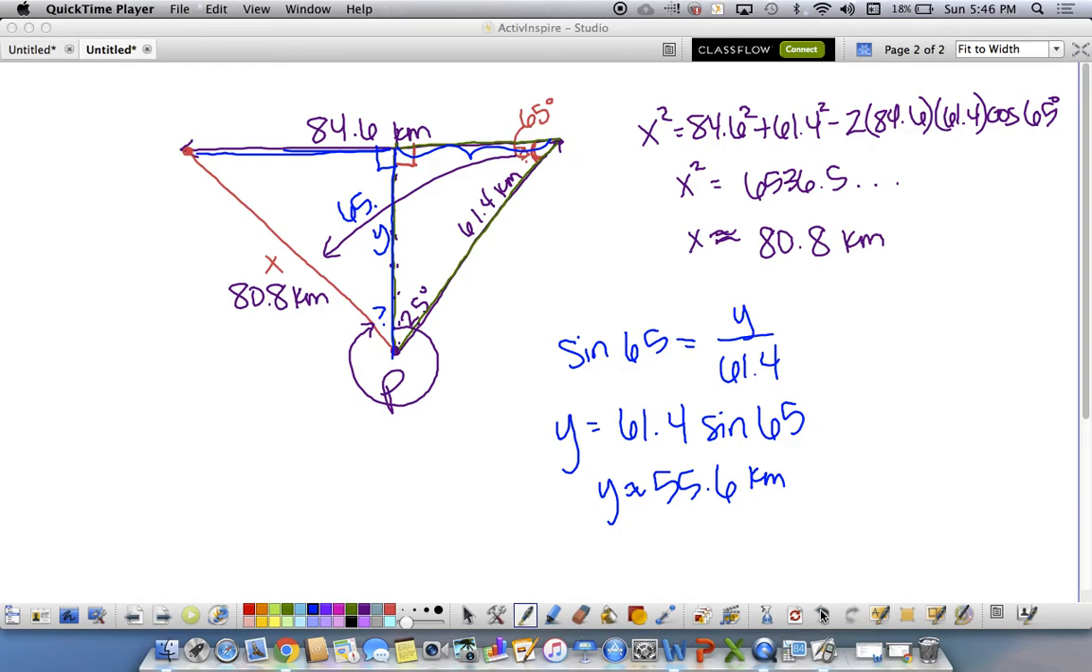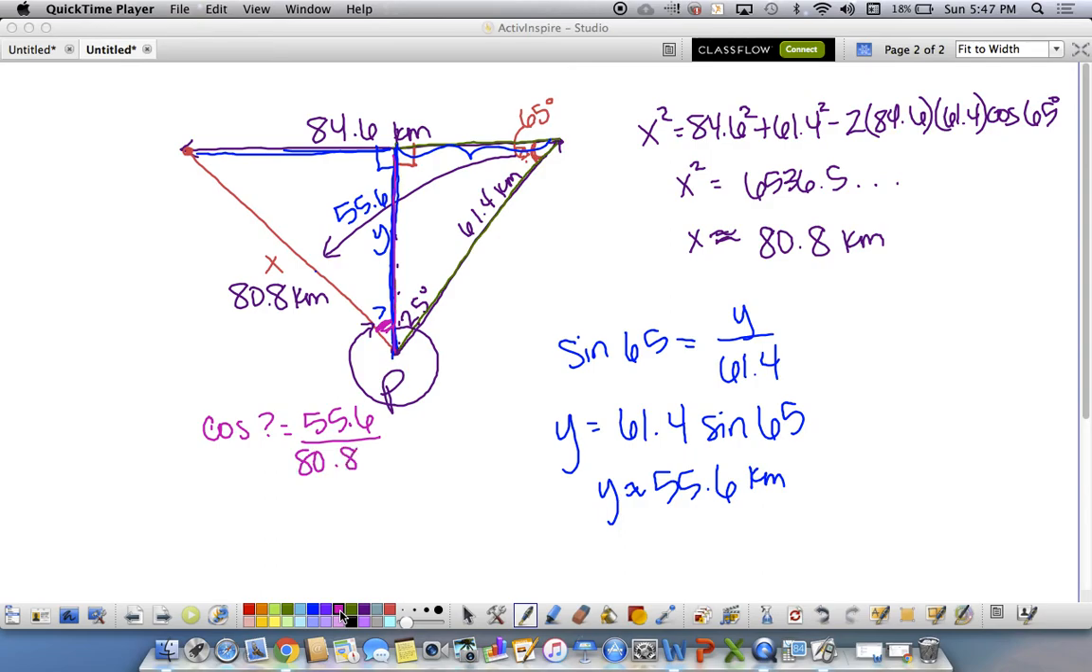It's 55. I'm writing things wrong, I'm sorry. 55.6, that is my height here. Can I find this angle? I'm going to use cosine, adjacent over hypotenuse. If I want this angle right here, I have the adjacent and the hypotenuse. So cosine of the unknown angle equals 55.6 over 80.8.